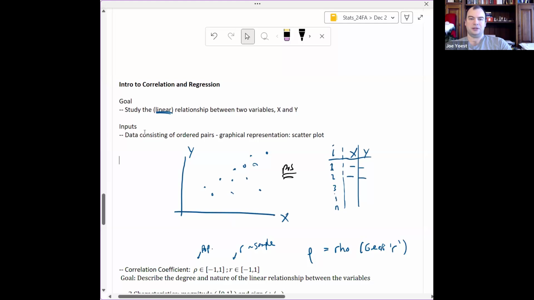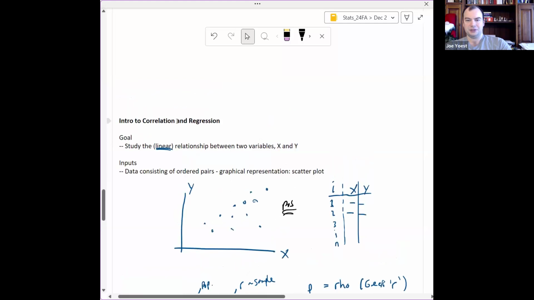So our goal with correlation or regression is to study linear relationships between two variables, x and y. There's two things that are a little different than what we've done in the past. Number one, we're studying two variables at a time, now x and y. So we're studying the interplay between two variables.